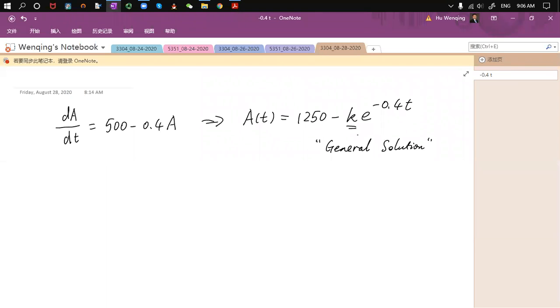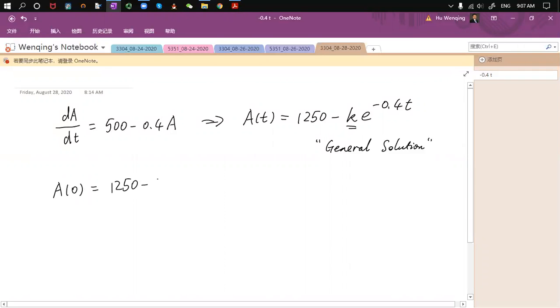In a practical situation, how do you determine the amount of drug in a person's bloodstream? Well, you have the equation for A(t), that's good, but this is not enough. Why is it not enough? Because besides this equation for A(t), you must also know how much drug is present initially in the person's bloodstream. So that means you must know A(0), which is 1250 minus k.